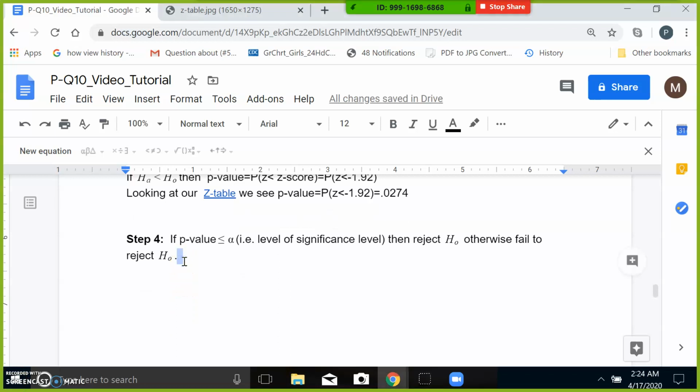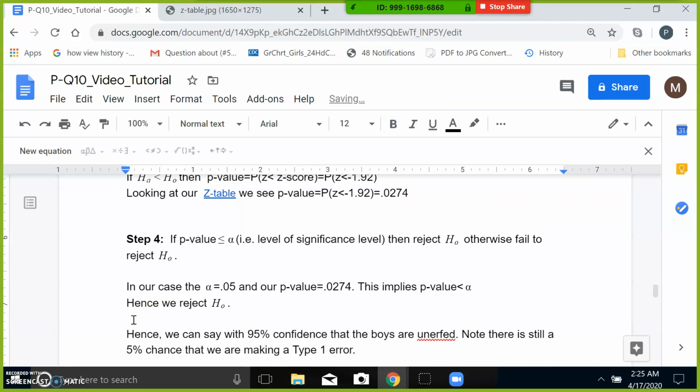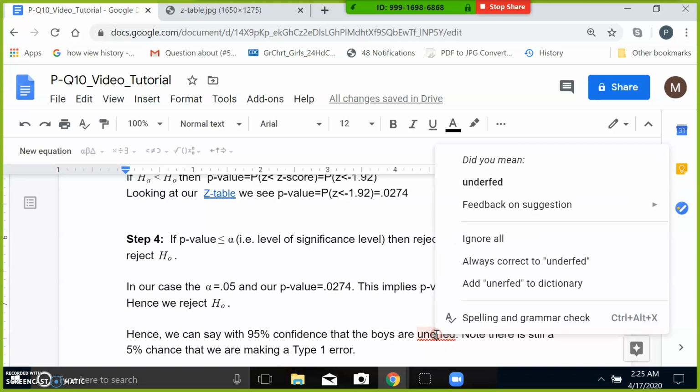Okay, so let's look at things here. In our case, the alpha is 0.05, and our p-value we found is up here, 0.0274. This implies our p-value is less than alpha. So hence we reject the null, and our conclusion would be the following. Hence we can say with 95% confidence that the boys are underfed.